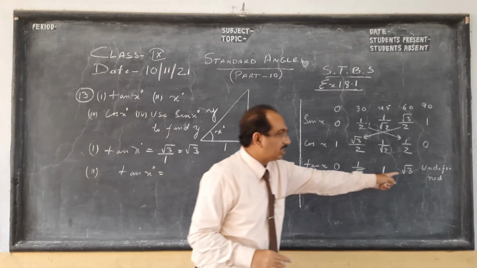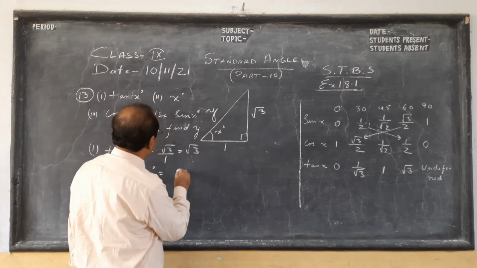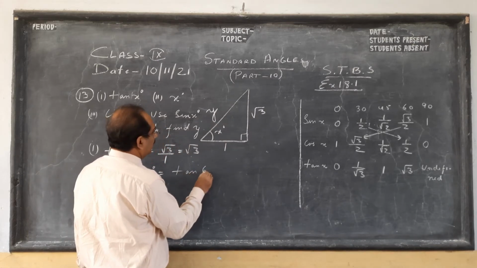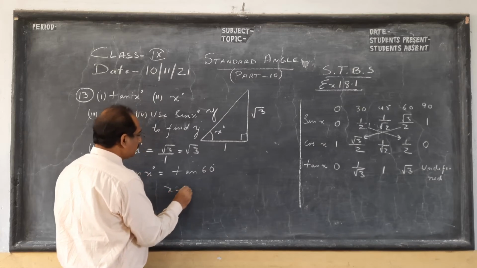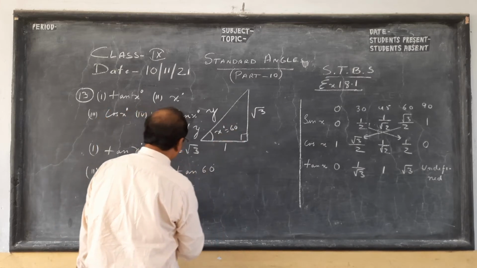When is tan root 3? When tan is 60 degree. So x is 60 degree. Now we know x is 60 degree. So I got the second value.